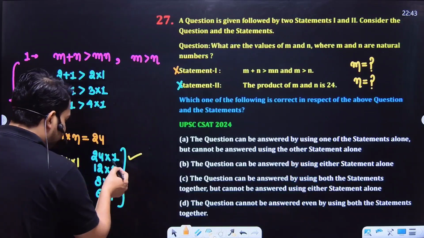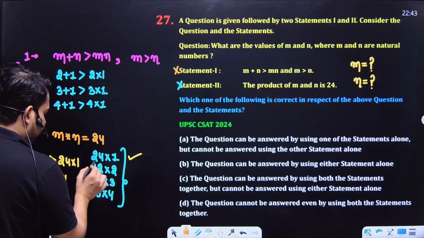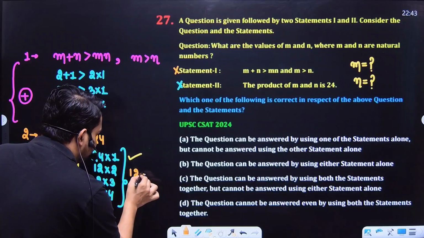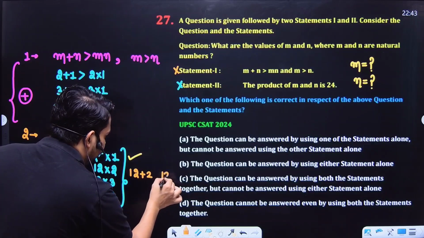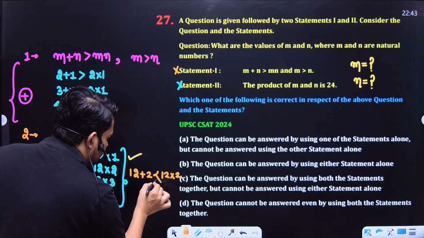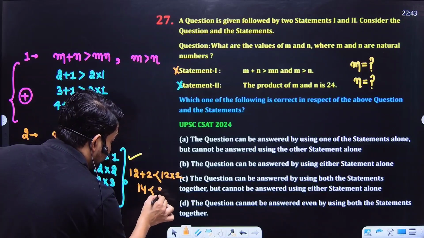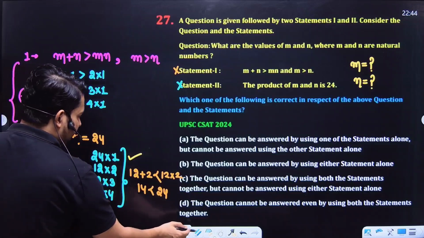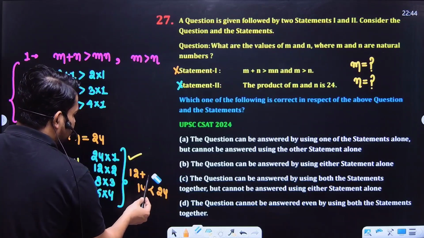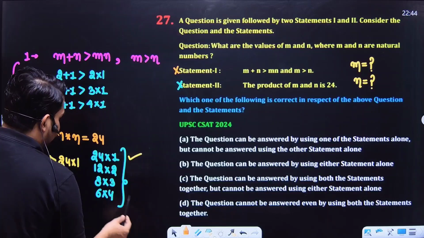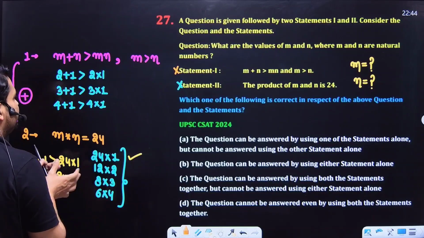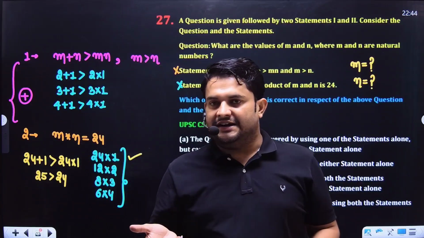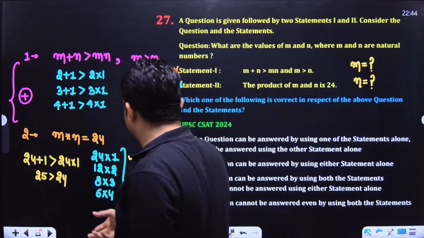If I take the second pair, 12 plus 2 is 14, and 12 into 2 is 24, so 14 is less than 24. And what I need is m plus n greater than mn, so I will not take any of the other values here. All the others are false. How? Here m plus n, 8 plus 3, is 11. So 11 should be greater than 8 into 3, that is 24, which is not possible. All of us know that 11 is not greater than 24.